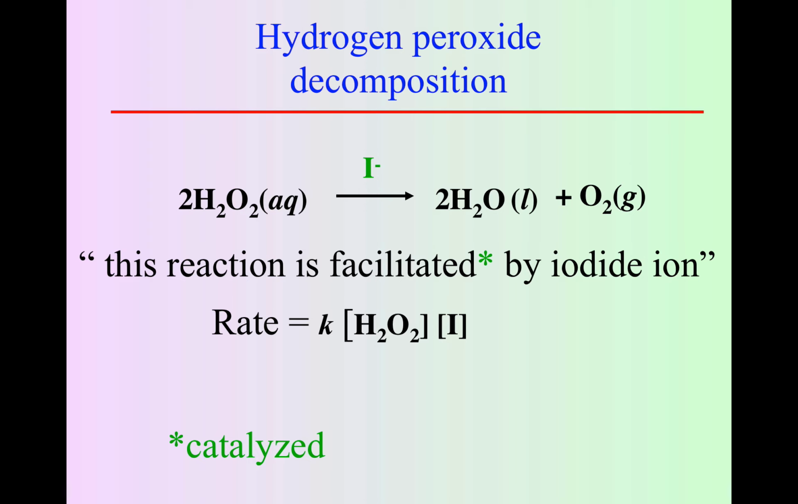An increase in the concentration of the iodide doubles the rate of reaction, and doubling the concentration of the hydrogen peroxide doubles the rate of reaction. Double both the catalyst and the hydrogen peroxide, and you get a quadrupling effect.